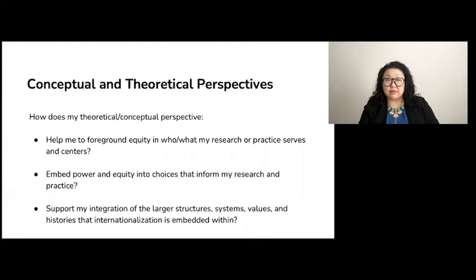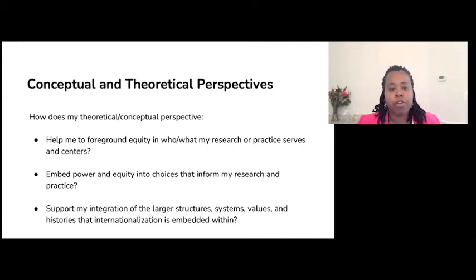When engaging in work related to international student mobility and education abroad, we encourage researchers and practitioners to consciously consider the ways they're framing these issues, whether through formal theory and frameworks, or through personal reflections on the ways in which your own socialization, experiences, biases, and values can impact the way you see these issues. Make sure to consider how your theoretical or conceptual frameworks help to foreground equity in who or what your research or practice serves and centers, how these frameworks embed power and equity into choices that inform your research and practice, and how they support the integration of larger structures, systems, values, and histories that internationalization is embedded within.